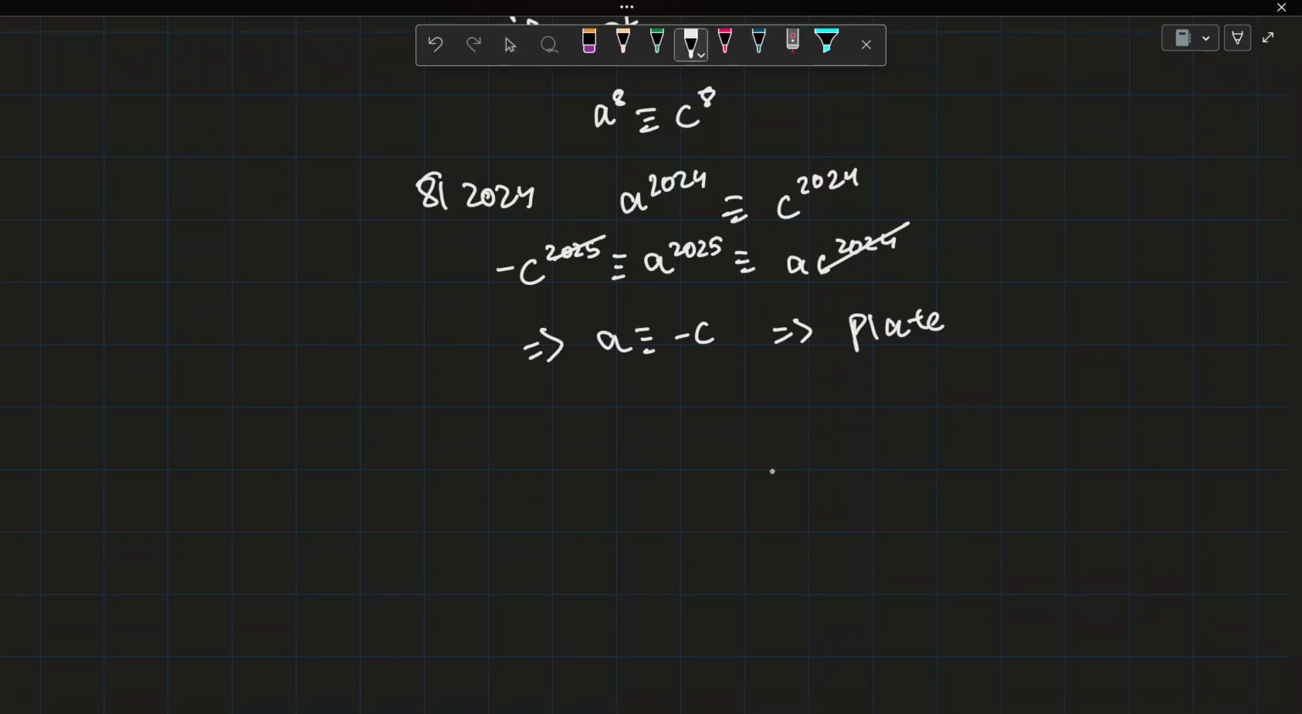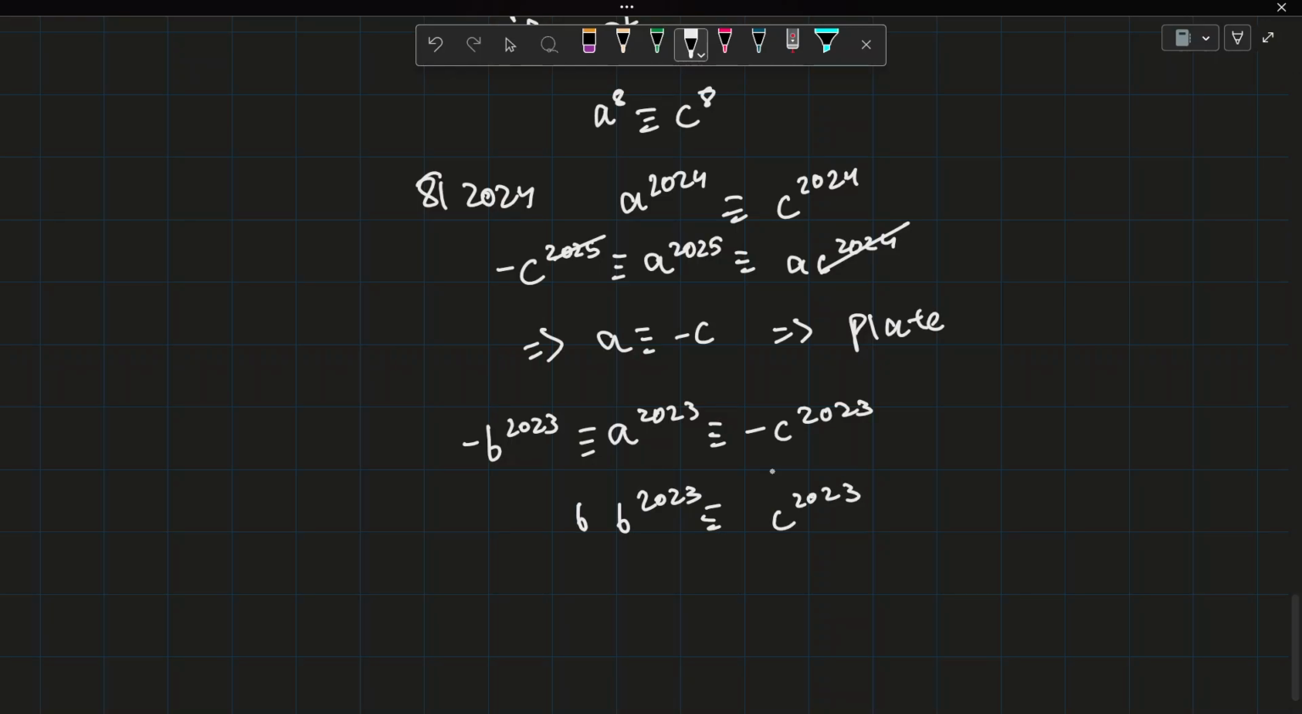So A is congruent to minus C, and raising both of them to the 2023rd power, we get A to the power 2023 is congruent to minus C to the power 2023. And of course A to the power 2023 is congruent to minus B to the power 2023. And so now we are left with B to the power 2023 is congruent to C to the power 2023. Now we'll multiply B on both sides. So B times B to the power 2023 becomes B to the power 2024, and this is congruent to B times C to the power 2023.